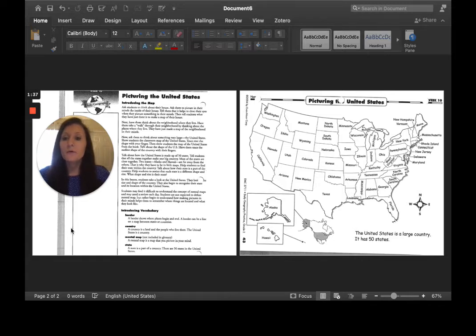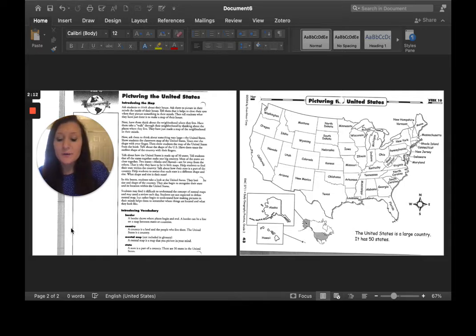So now I want you to think about something that is very large. One thing that is very large is the United States as a whole. Because we're not in the classroom, we can't look at a full, huge classroom map of the United States. But on the right side, we do have a picture of what the United States looks like as a whole.